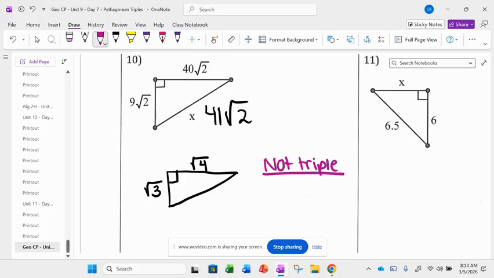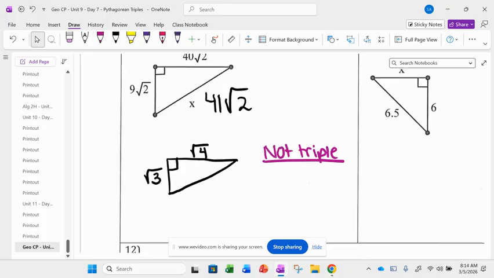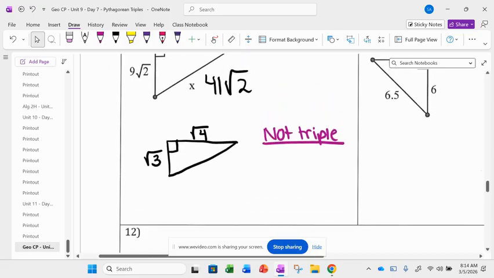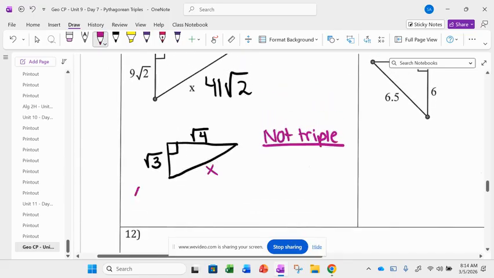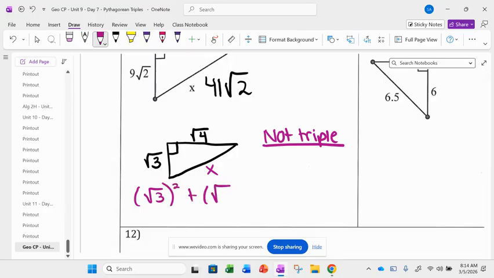So once I put the radical over it and it's not like a pattern like in the first part of number 10, you have to do the Pythagorean theorem. So if we were doing this here, it would be the square root of 3 squared plus the square root of 4 squared equals x squared. The square root of 3 squared is 3. The square root of 4 squared is 4 equals x squared.